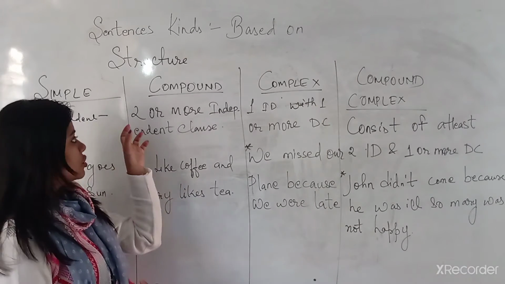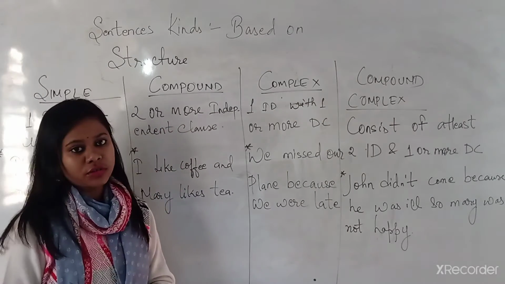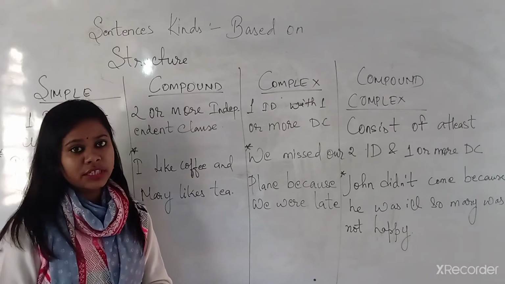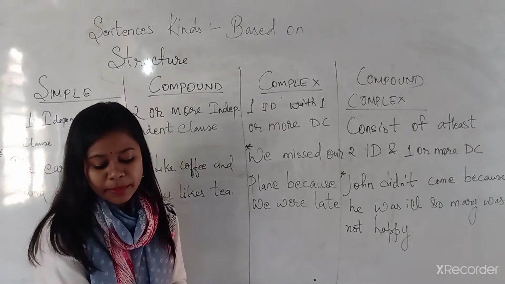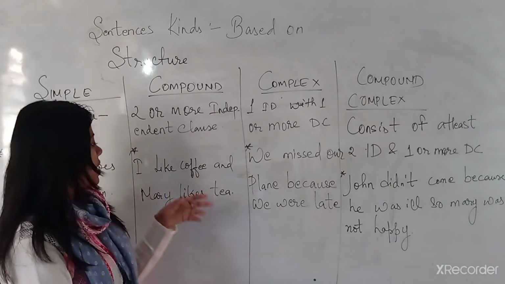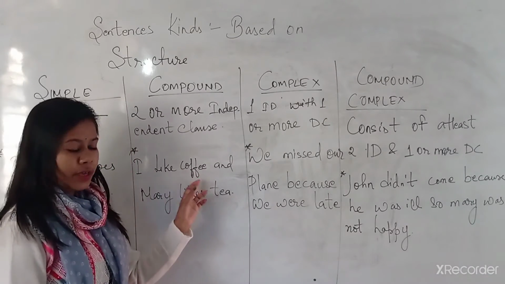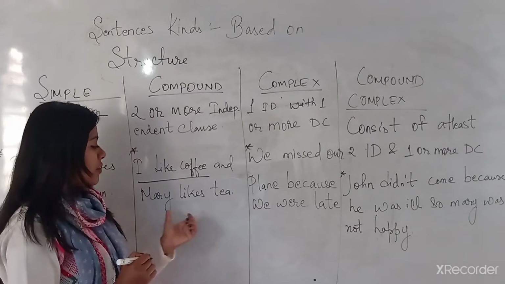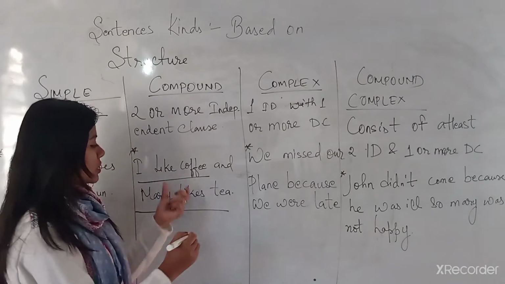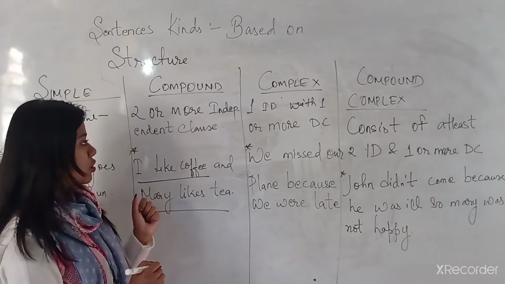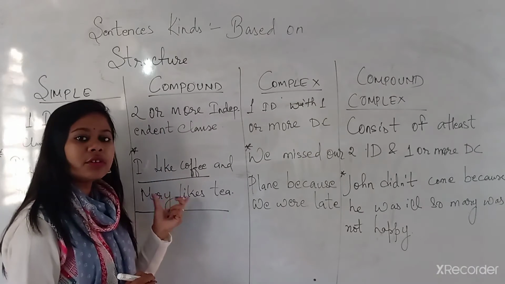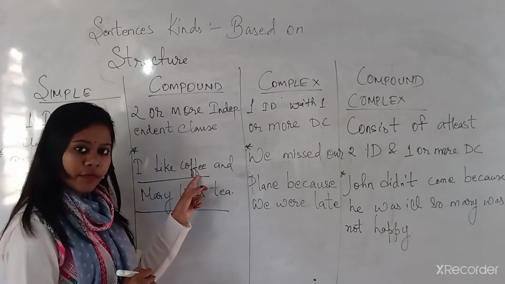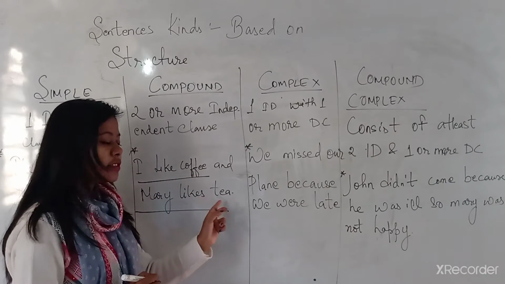Here we will see 2 or more independent clauses. So in a sentence we will get to see 2 or more independent clauses which are being joined by a coordinating conjunction. I like coffee, Mary likes tea. So these both sentences are what? Independent clauses, as it is given here. So this is what? Independent clause. I like coffee, Mary likes tea.